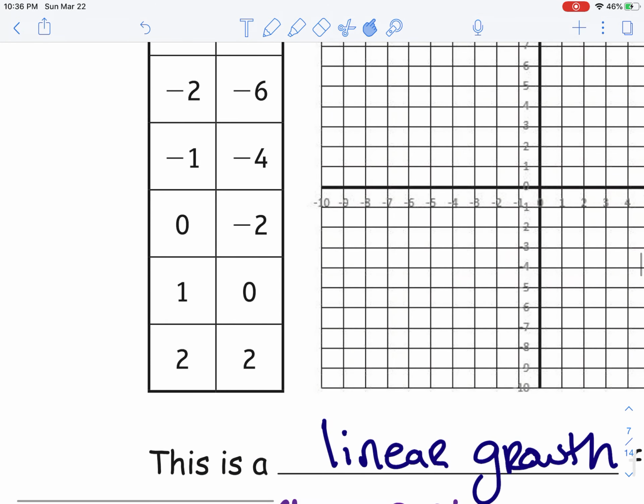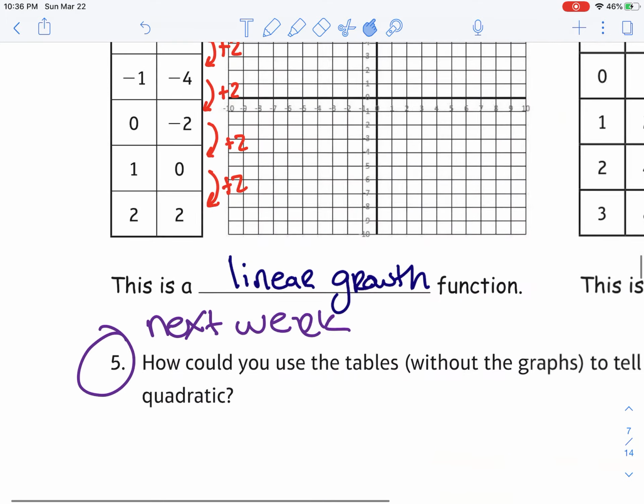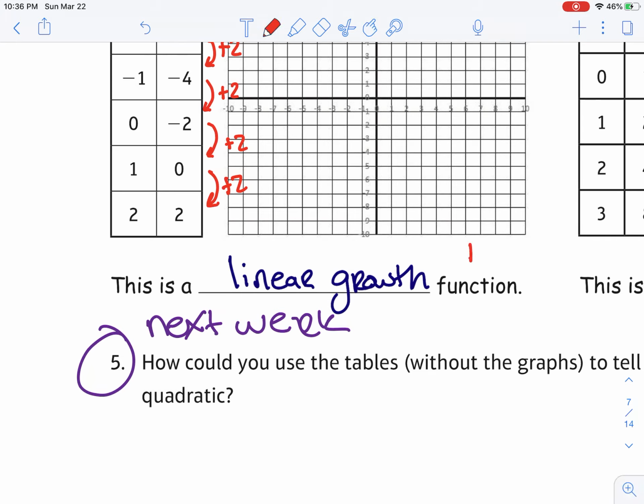So let's go again. There's no dividing pattern there. This is a +2 pattern. It might not look like +2, but remember it's getting less negative. +2, +2 again, +2 again. It is an adding pattern, which means it's linear, and it's a growth because it's positive.